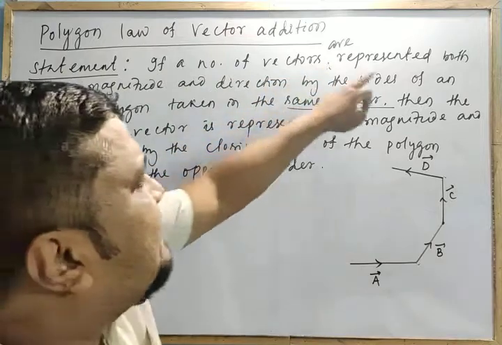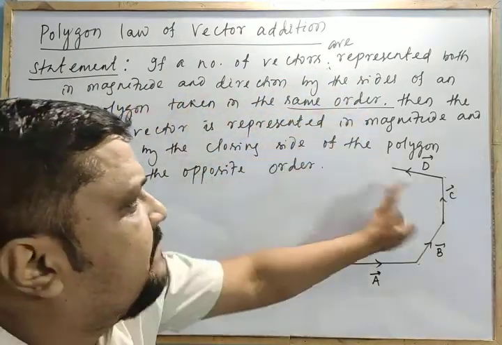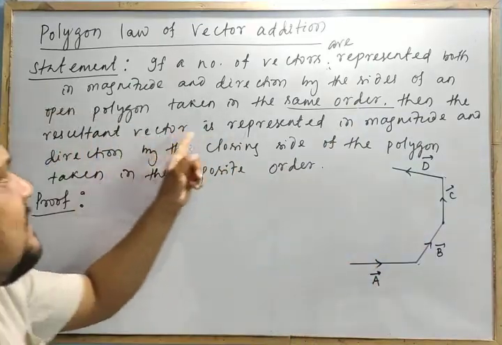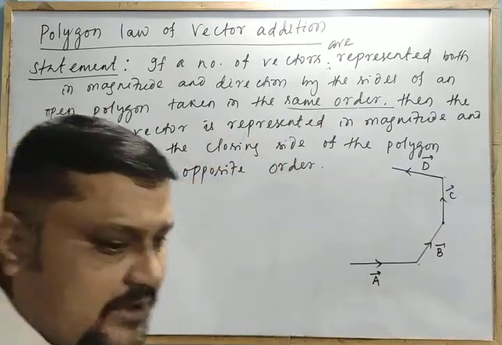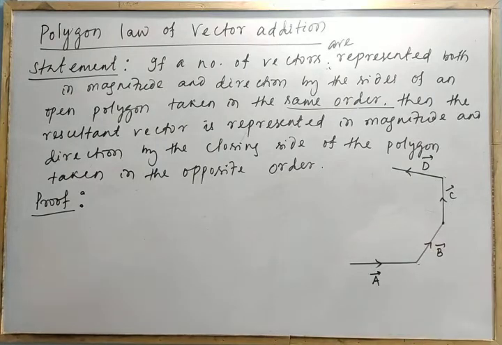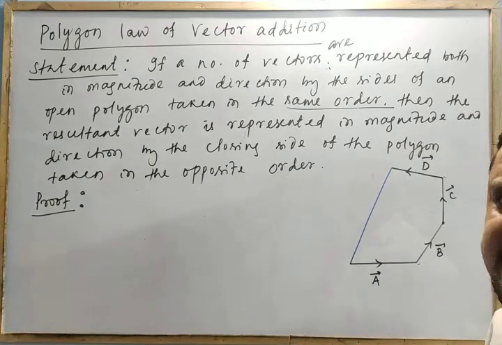If a number of vectors are represented both in magnitude and direction by the sides of an open polygon taken in the same order, then this is an open polygon. Then the resultant vector is represented in magnitude and direction by the closing side of the polygon. Now we make the closing side of the polygon. To make the closing side of the polygon, what do I have to do? I have to join here to here. This is the closing side.